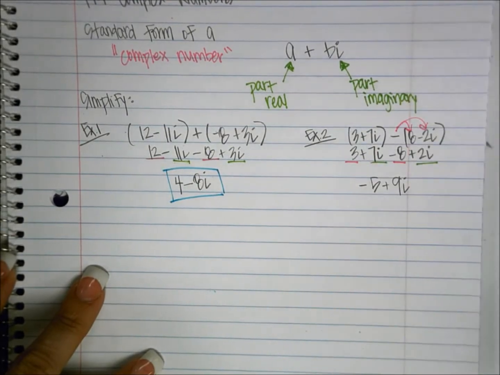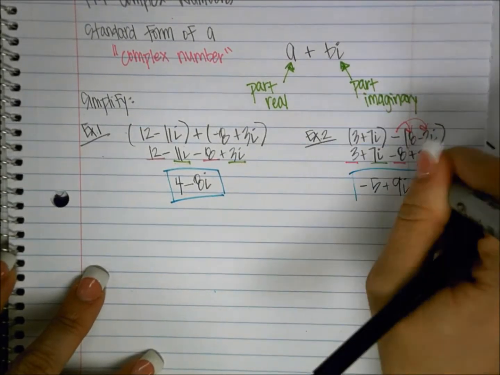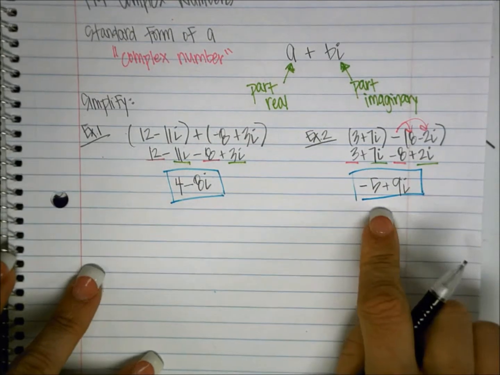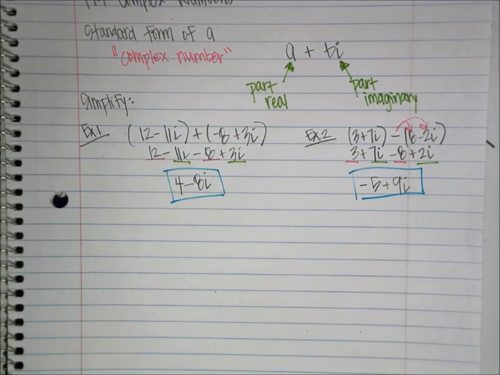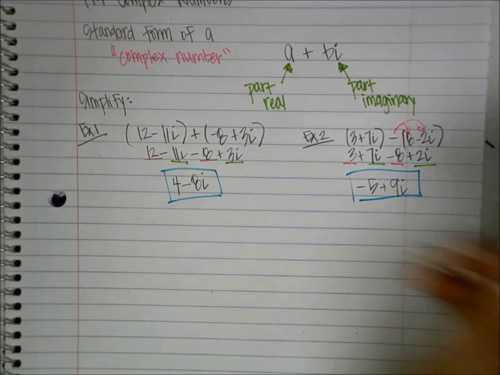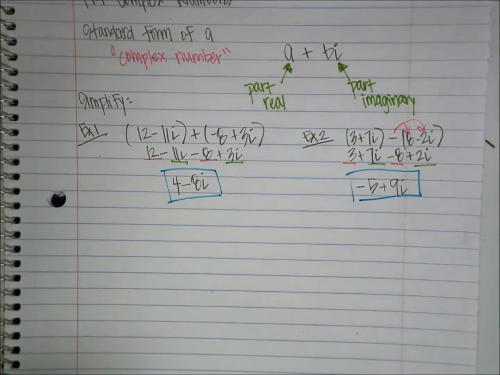I know a lot of times our tendency is to write the positive portion first, but with complex numbers, you do write the real part, then the imaginary portion. Okay, so write the real portion, then the imaginary portion. Okay, try another one for number 3.